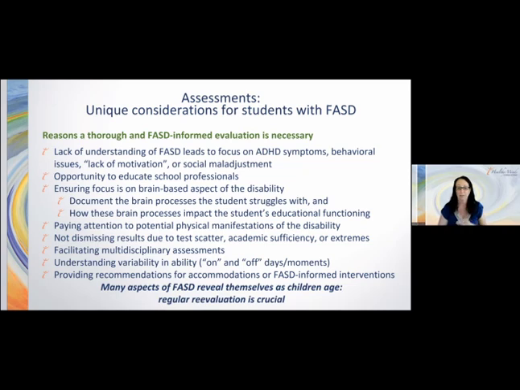So when assessments of the specific brain areas impacted are available, or if the team is able to do a really thorough analysis of the assessment results with brain functioning in mind, we can then use this information to document the brain processes that are impacted in this individual student and how this contributes to the student's educational functioning, both their strengths and their struggles, and then use this information to inform how the IEP team approaches the creation of appropriate supports and services.